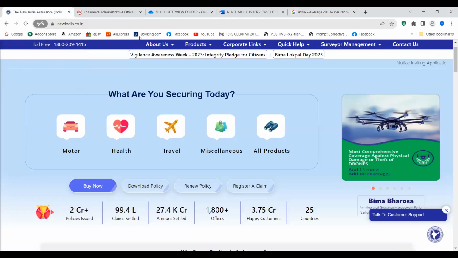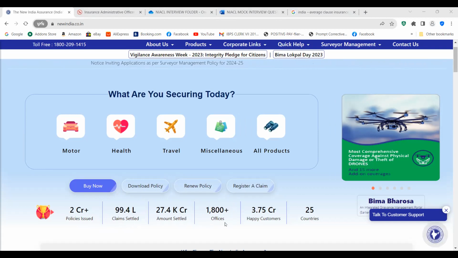So to know that, it is better for us to go straight away to our NIACL website. There, these points are important. One way or other, you'll be able to cover them in your answer. They have issued so far 2 crore policies. They have settled in this year probably 99.4 lakh claims. I'm not sure whether it is from the beginning or this year. Then 27.4 crore amount settled.